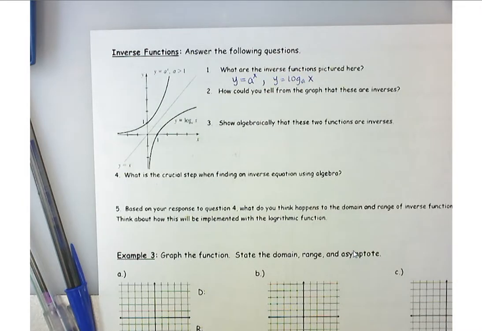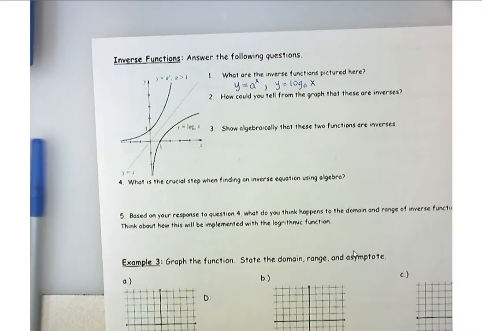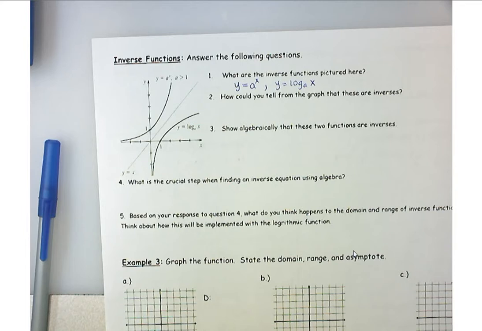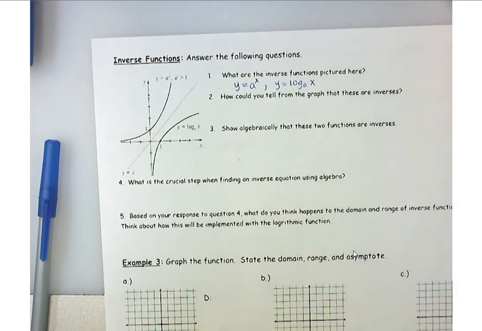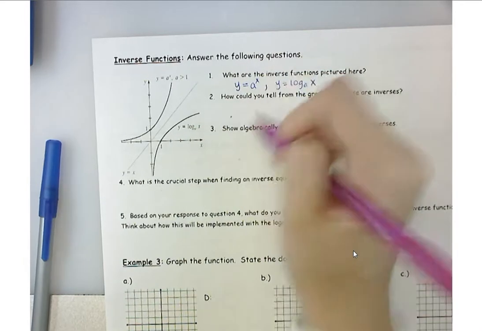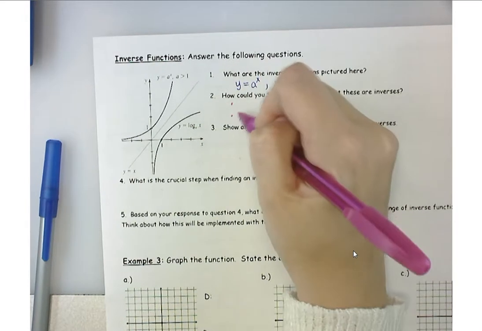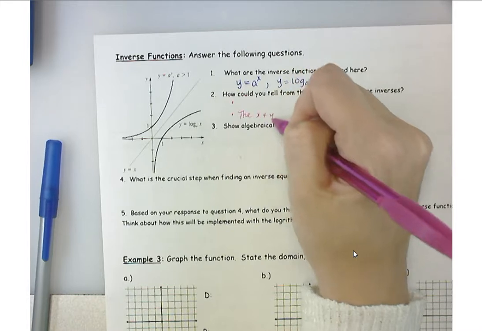So how can you tell from the graph that these are inverses? What do you guys think? What do you remember? Yeah, Joey. The y's and the x values, they swap. Good. Okay, so there's two of them, and then one of them, the x and the y values switch.